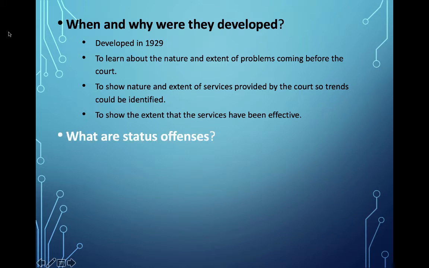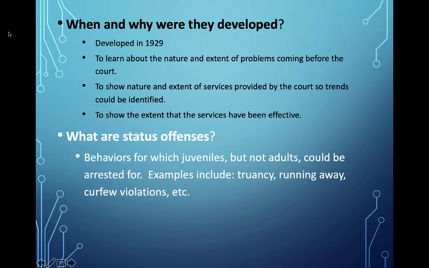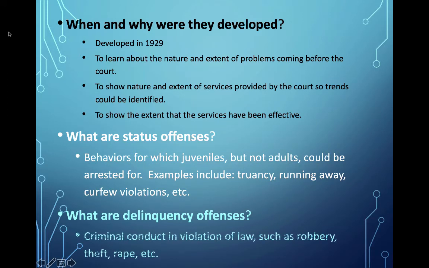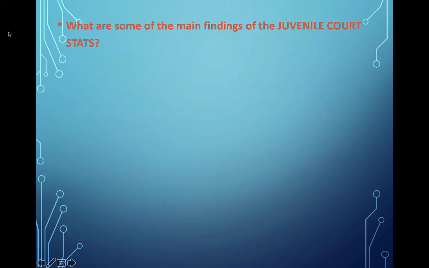Status offenses. What are status offenses? We talked about those already. It's things that only a certain part of the population can commit. Behaviors for which juveniles but not adults could be arrested for, such as truancy, running away, curfew, minor in possession of alcohol. And then we have delinquency offenses as well, criminal conduct in violation of a law.